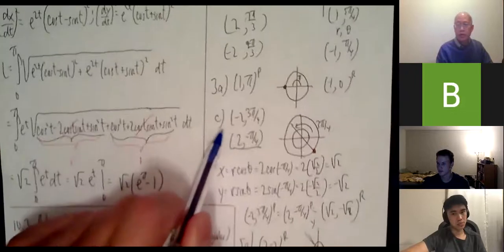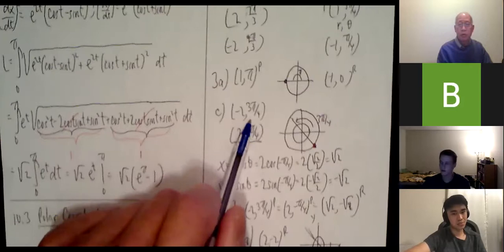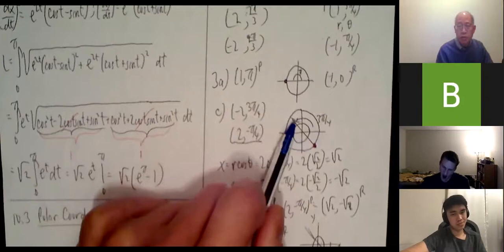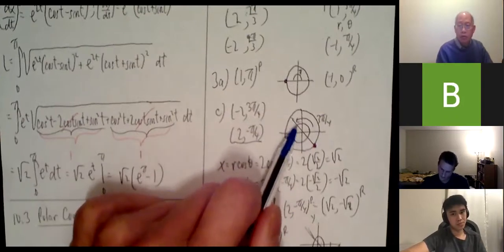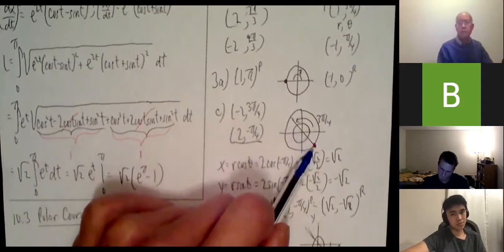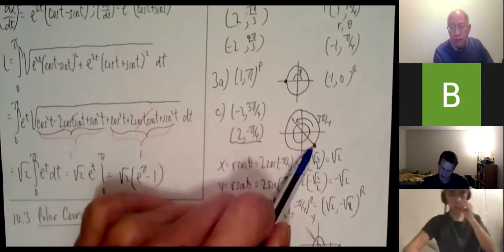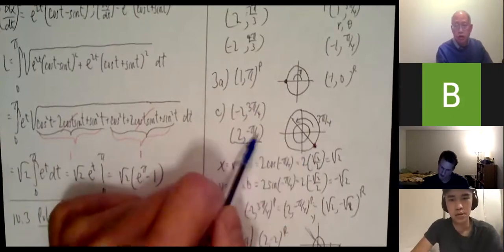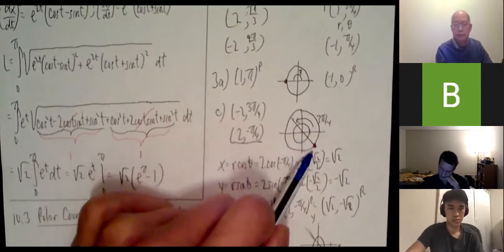Okay, but what about something like 3c, negative 2 comma 3 pi over 4? Okay, so 3 pi over 4 is over here. And I walk backwards 2. So I land over here. So where's here? I would rather use a positive r than a negative r. So I will label this as 2 comma negative pi over 4. Or you could also say 2 comma 7 pi over 4. But I'll just stick to this.